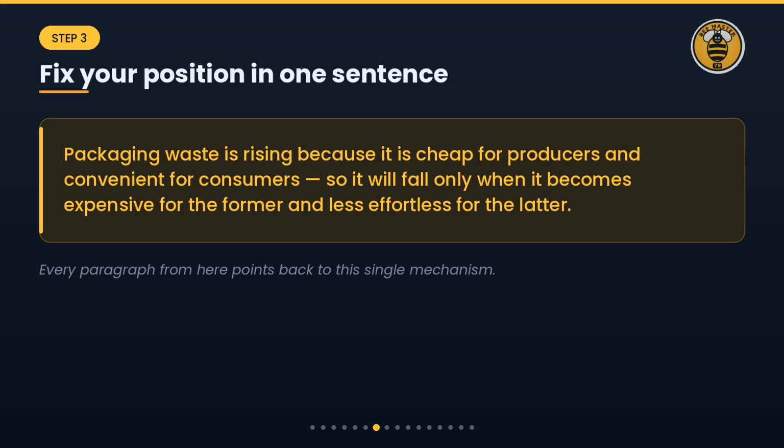Before writing, fix your line of argument in one sentence. Packaging waste is rising because it is cheap for producers and convenient for consumers, and it will fall only when it becomes expensive for producers and slightly less effortless for consumers. Every paragraph you write will now point back to that single mechanism.